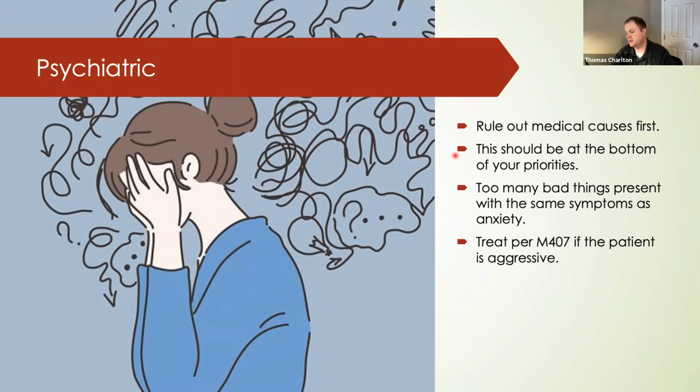But in general, it's what we call a diagnosis of exclusion. You've got to rule out a bunch of really big bad things like infections and PE and MI and other things like that, that will have the same cluster of symptoms as somebody who's just anxious. Obviously, if the person is becoming aggressive, you want to treat them with M407, which will allow you to hopefully gain better control over the scene.